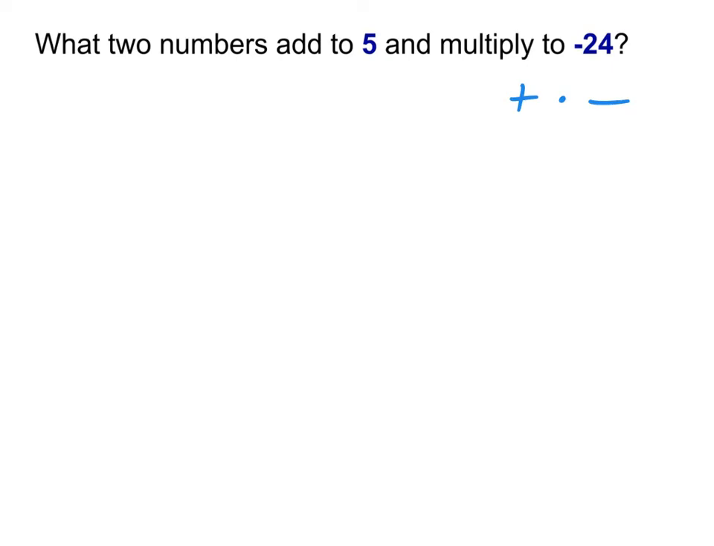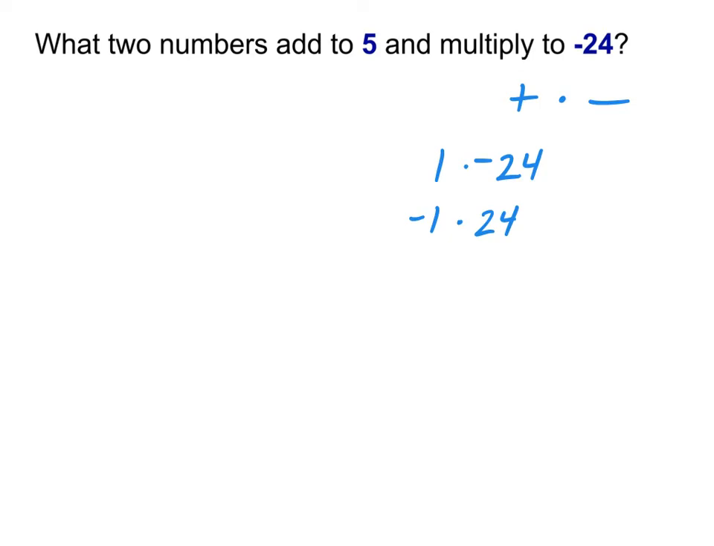So how can I get 24? Well, of course, 1 times 24 gives me 24, but I need to get negative 24. So I could get that either by doing 1 times negative 24 or negative 1 times a positive 24. So either of those options is going to work. And so I'm going to need to consider both as I go.